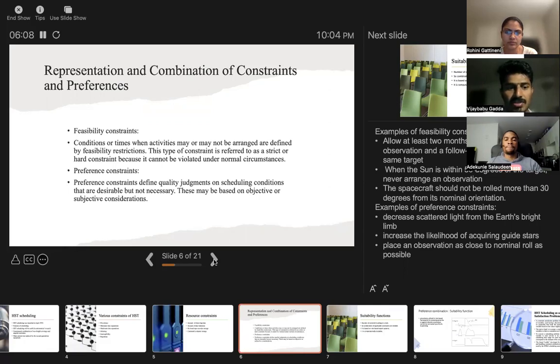These may be based on objective or subjective considerations. Examples of feasibility constraints: allow at least 2 months between an initial observation and a follow-up observation on the same target. And one more example, when the sun is within 50 degrees of the target, never arrange an observation. The spacecraft should not be rolled more than 30 degrees from its normal orientation. The examples of preference constraints: decrease scattered light from the Earth's bright limb, increase the likelihood of acquiring the guide stars, and the last example is place an observation as close to the nominal roll as possible.